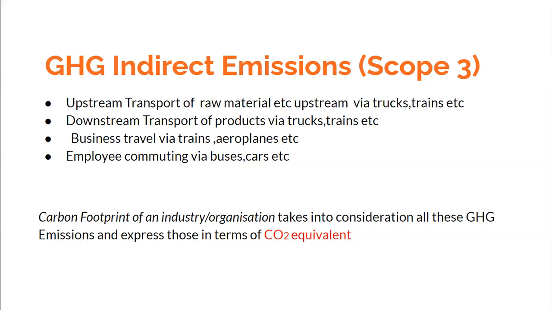We would also focus on business travel, be it by trains or aeroplanes, as well as the employees commuting via buses, cars, etc. So all these four things, that is the upstream transport of raw materials, downstream transport of products, business travel, and the travel of the employees, would be covered in scope 3.